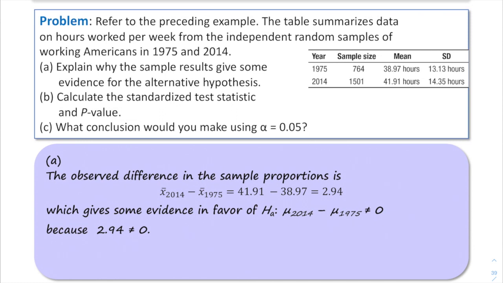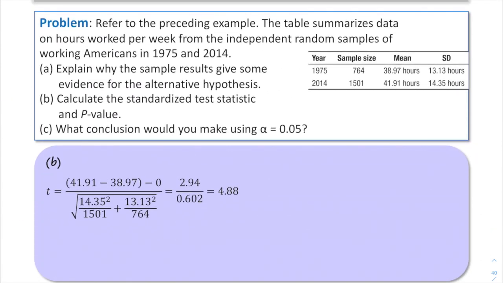So back to that example of the working hours, explain why the sample result gives some evidence for the alternative, calculate the standardized test statistic and p-value, and then what's our conclusion? So the difference between the two, if you look at their averages, says that there is a difference, right? Those numbers are not the same. So it gives evidence that the difference between them is not 0.